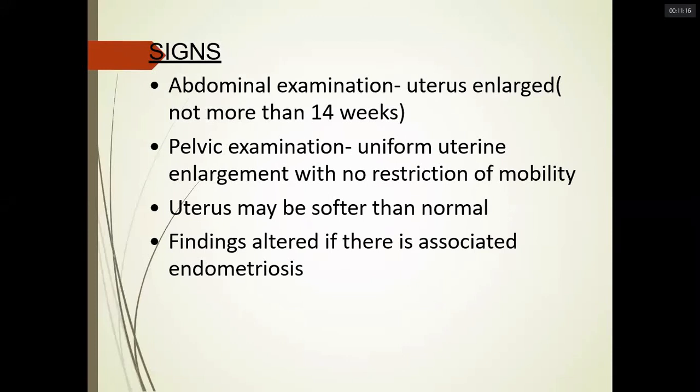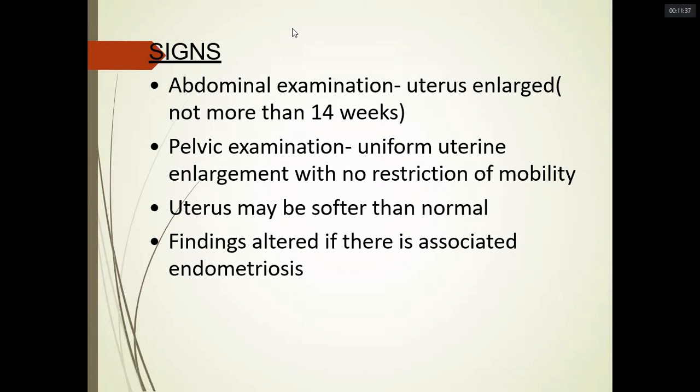So when we examine the patient, when you do abdominal examination, we see that the uterus is enlarged, but it is not more than 14 weeks. Like I already said, this is one of the distinguishing factors between fibroid uterus and adenomyosis.